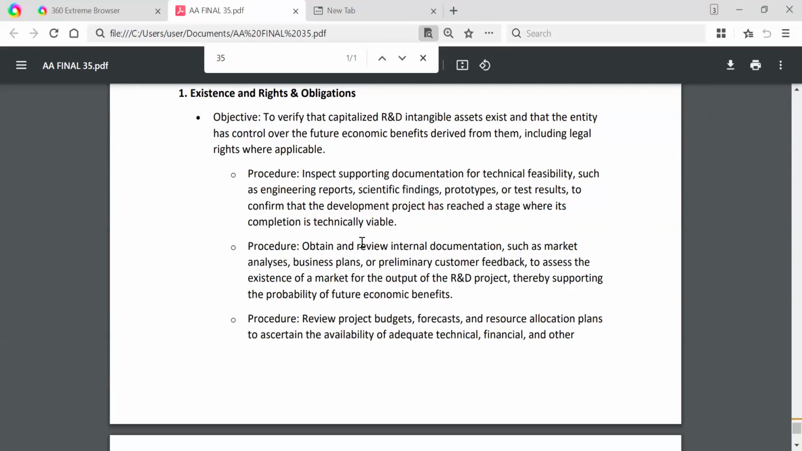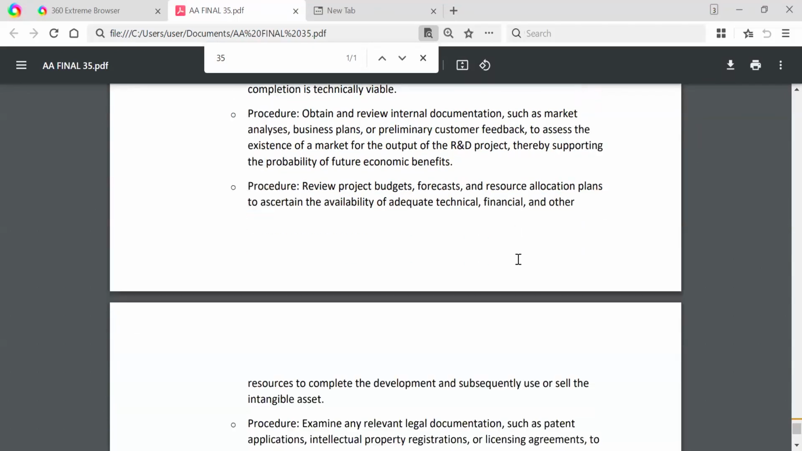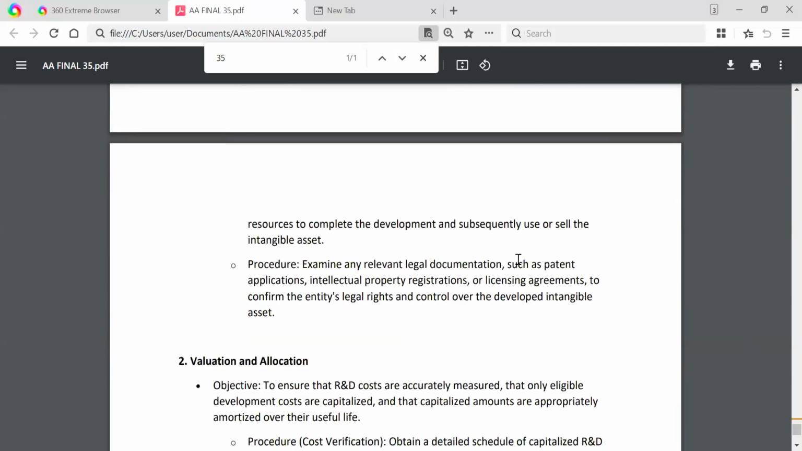Another procedure: obtain and review internal documentation such as market analysis, business plans, or preliminary customer feedback to assess the existence of a market for the output of the research and development project, thereby supporting the probability of future economic benefits. Review project budgets, forecasts, and resource allocation plans to ascertain the availability of adequate technical, financial, and other resources to complete the development and subsequently use or sell the intangible asset. So you have to look at the budget of this particular organization. Do they have resources to complete this prototype to the end and then sell?